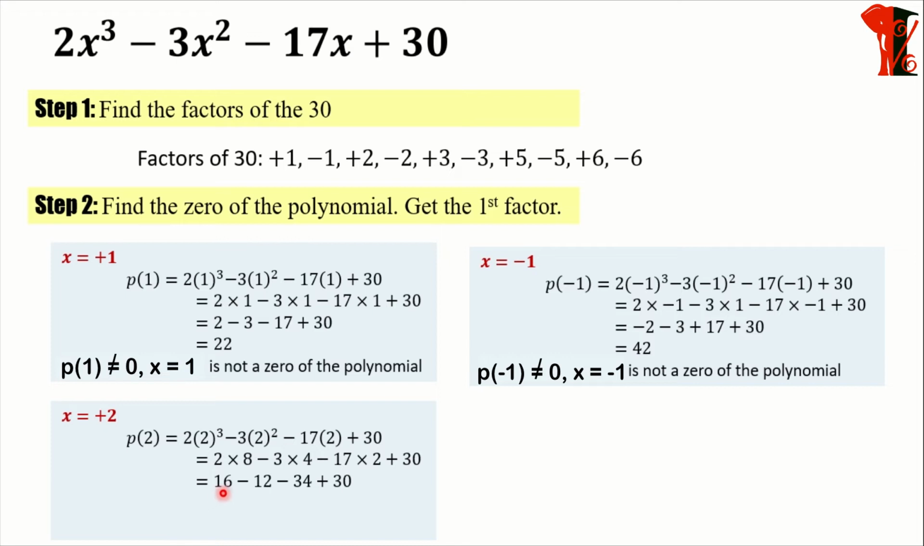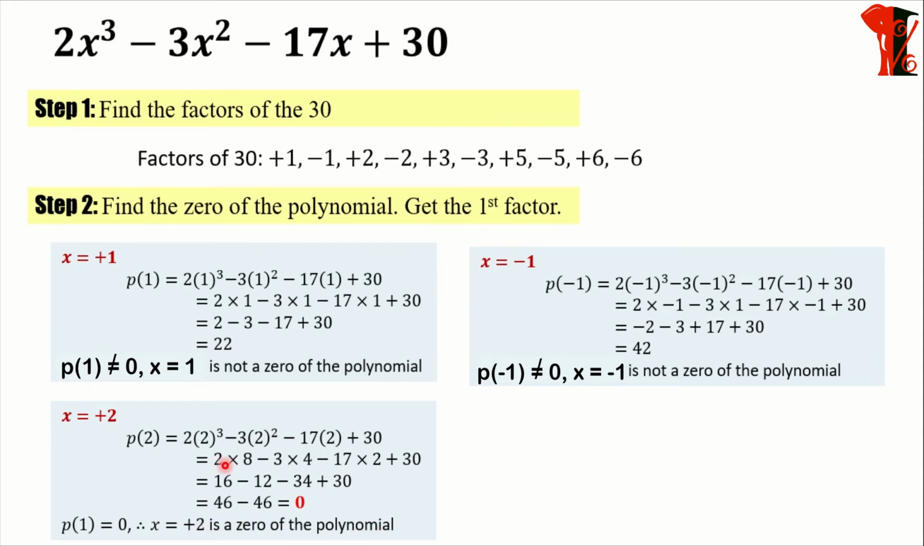Now if I add 16 and 30, I will get plus 46. Minus 12 minus 34 will give you minus 46. That means plus 46 and minus 46, that will give you 0. Okay. That means P of 2 is equal to 0. Therefore, x is equal to 2 is a 0 of the polynomial.